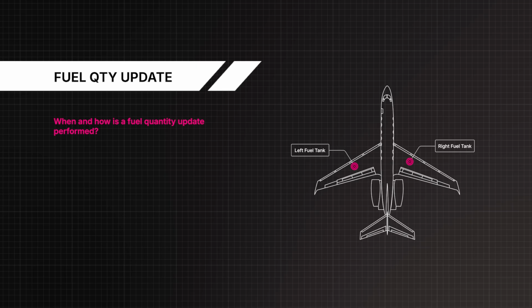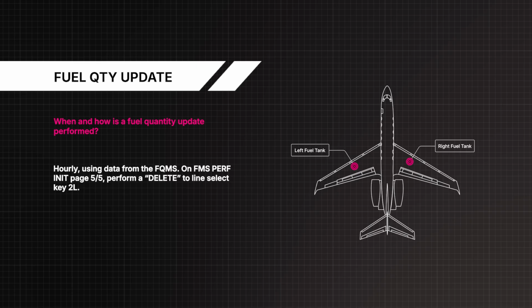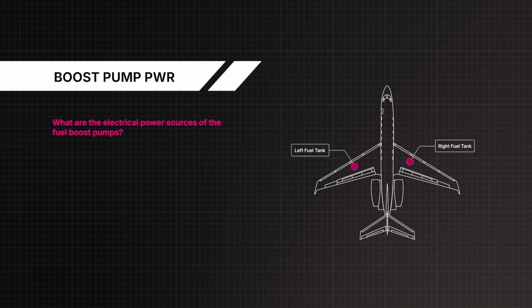When and how is a fuel quantity update performed? Hourly, using data from the FQMS. On FMS Performance Init page 5 of 5, perform a delete to line select key 2 left. What are the electrical power sources of the fuel boost pumps? Left and right main essential DC bus, left and right alternate right main DC bus.